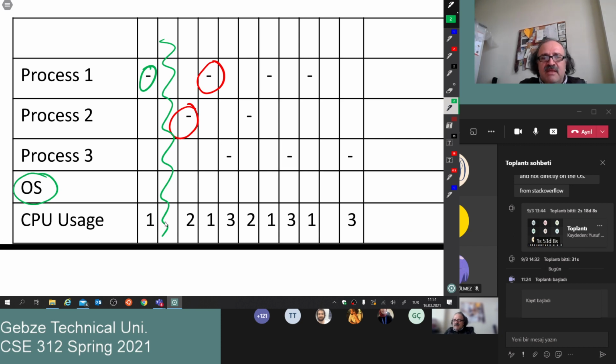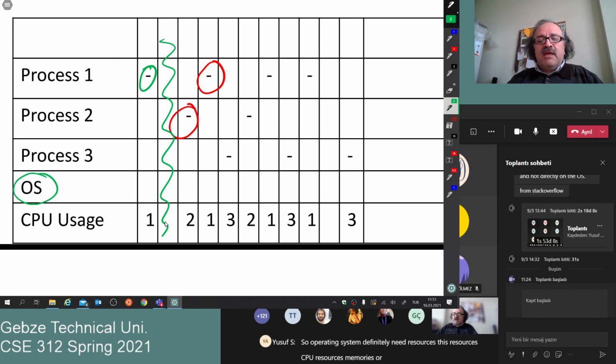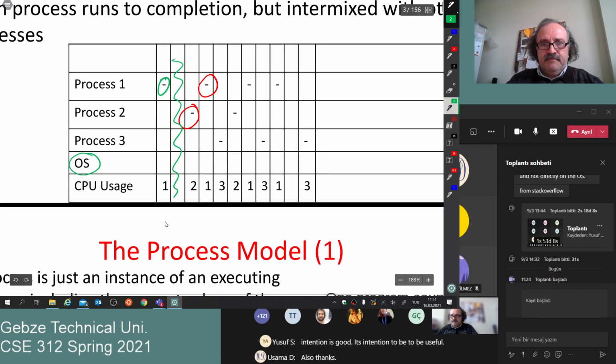So operating systems definitely need resources, disk resources, CPU resources, memory resources, okay? But its intention is good. Its intention is to be useful. I see. Thanks. Okay, good.